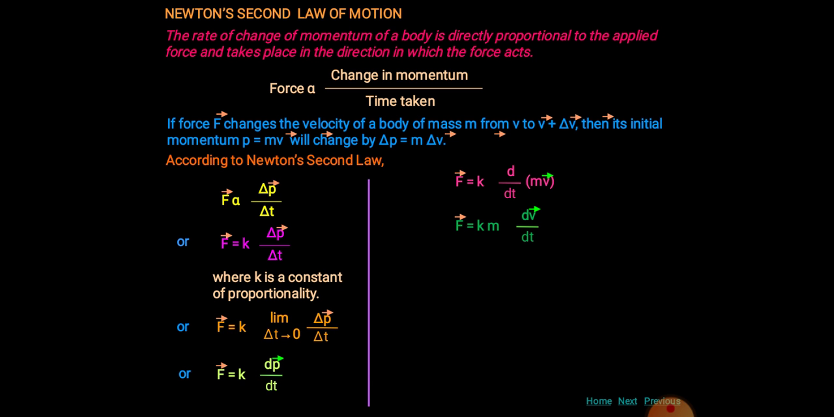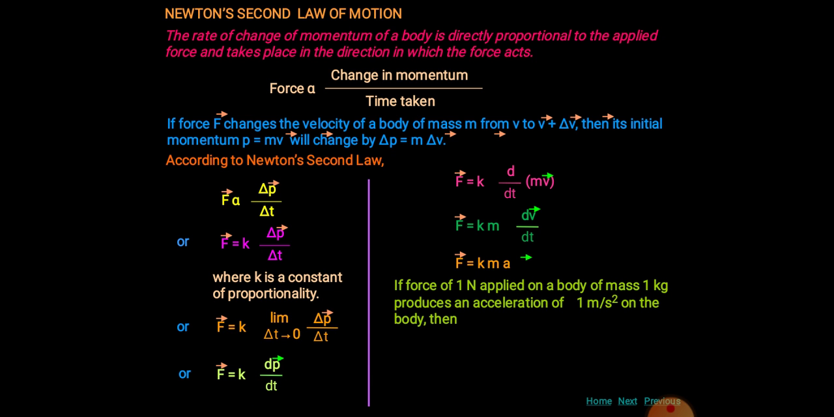dv upon dt is nothing but what? Acceleration. dv stands for change in velocity, dt stands for change in time, and therefore dv upon dt is nothing but acceleration. So we can write this equation: F is equal to k into m into a, where k is a constant that we can take as 1. So if we take the value of k as 1, we will get this equation: F is equal to m into a. This is also Newton's second law of motion. This is the equation for Newton's second law of motion.